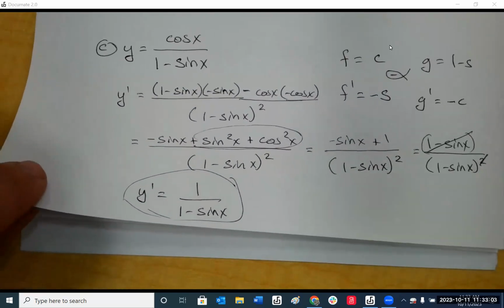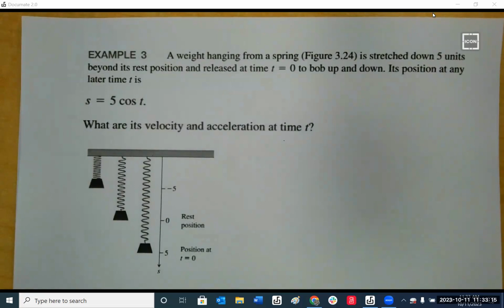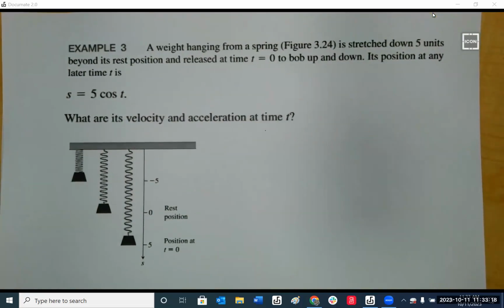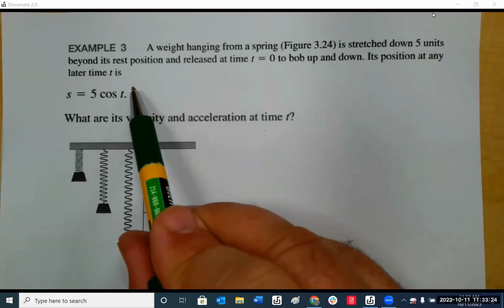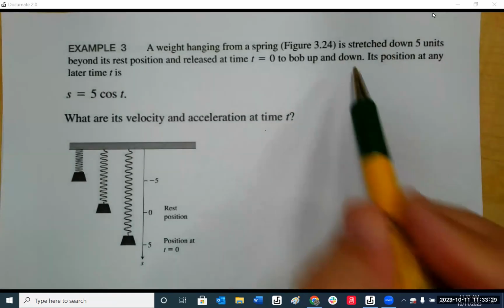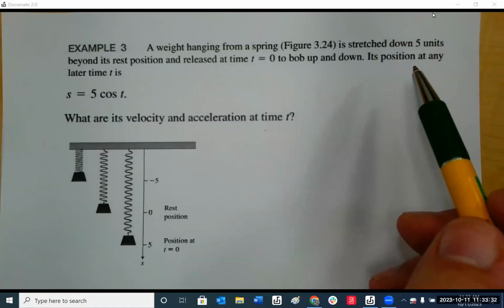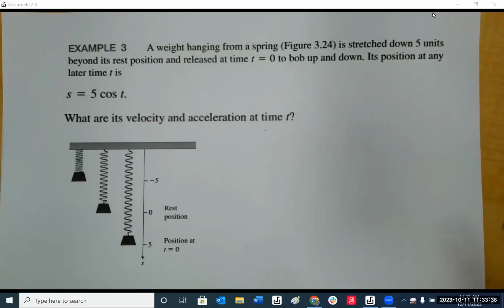Everybody good so far? Now let's do an application problem, a motion problem, because remember, derivatives deal with motion. Example 3. A weight hanging from a spring is stretched down 5 units beyond its resting position and released at time equals 0. It bobs up and down. Its position at any time t is the position function 5 cosine t. What is its velocity and acceleration at time t?